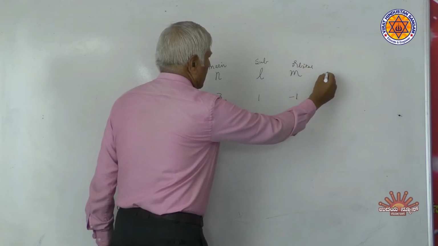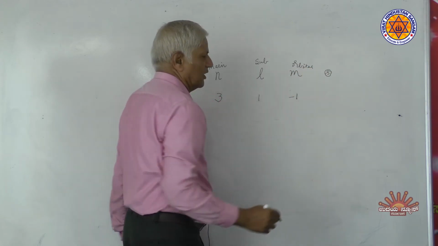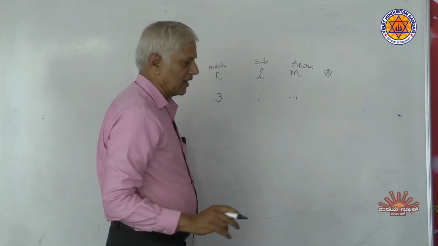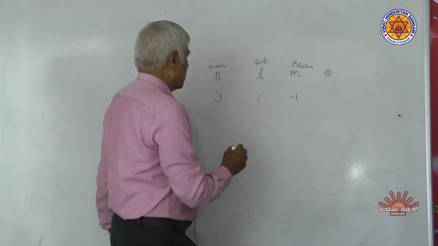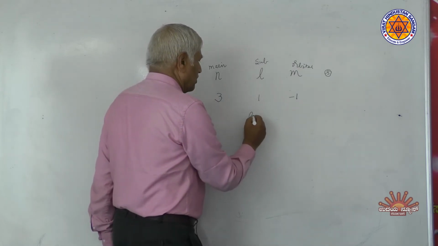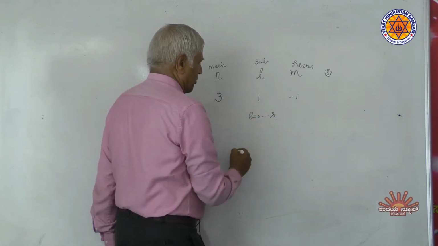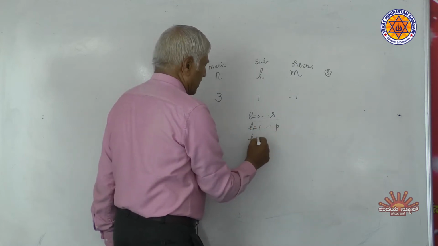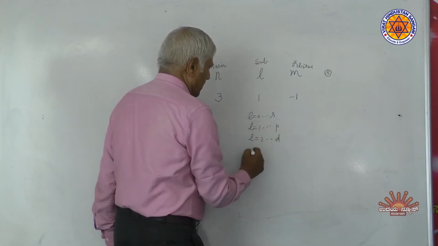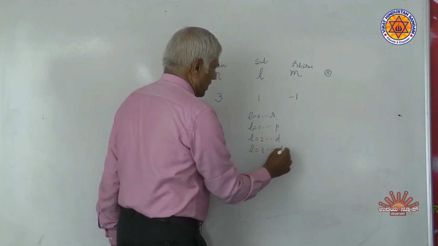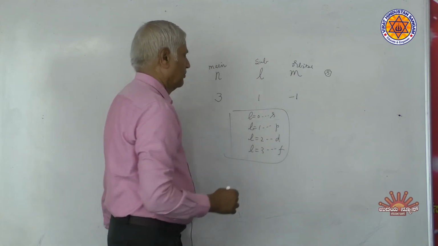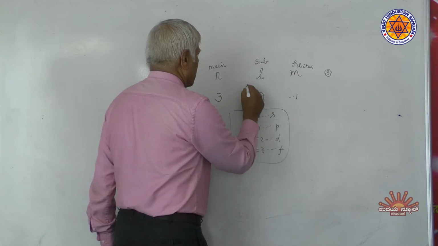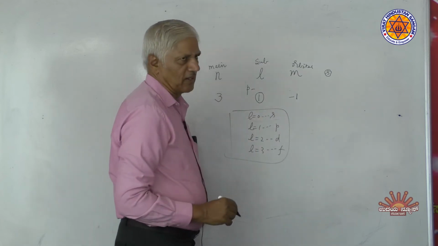Right? We have one more quantum number not concerned with this problem, the spin quantum number. We shall forget about it for the time being. Look, l equals 0 represents s subshell. l equals 1 represents p. l equals 2, d. l equals 3, f. Only this. This most of you know. l equals 1 means it is representing p subshell.